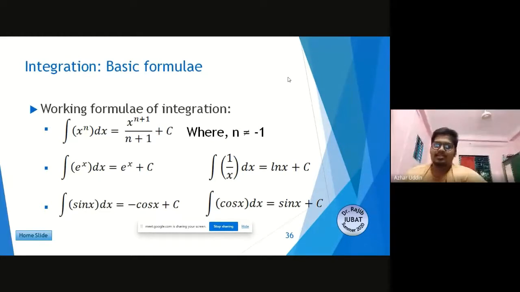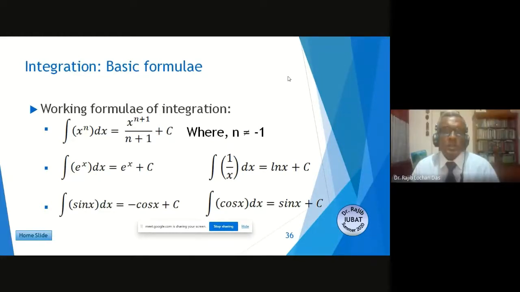Sir, here C means a constant value or a variable? Yes, a constant value, yes.